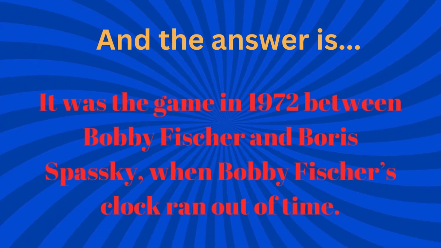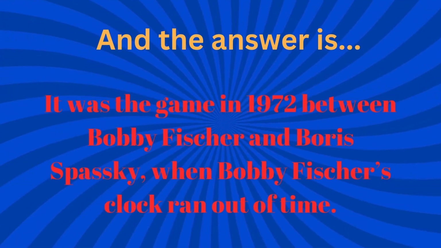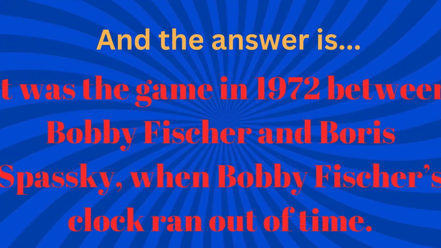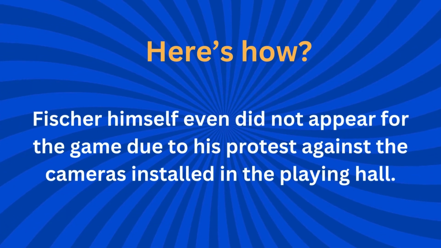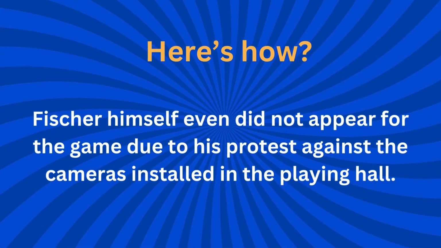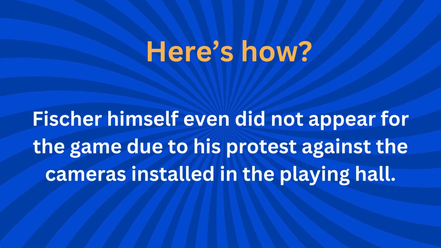And the answer is, it was the game in 1972 between Bobby Fischer and Boris Spassky, when Bobby Fischer's clock ran out of time. Here's how. Fischer himself did not even appear for the game due to his protest against the cameras installed in the playing hall.